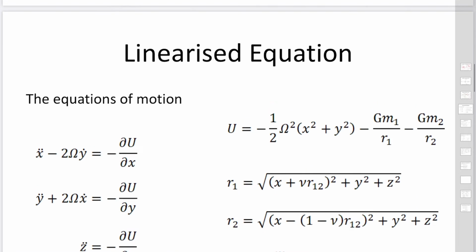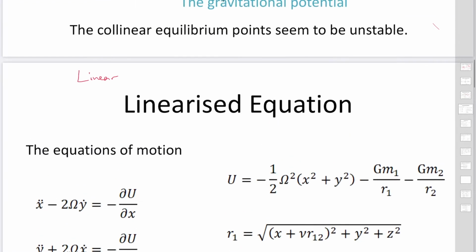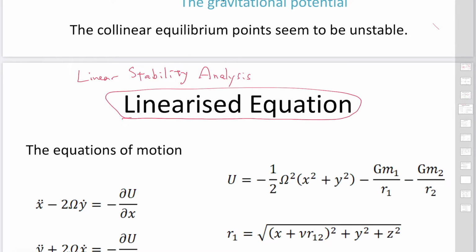Then to find out the stability of the equilibrium point, we usually use linear stability analysis. So we transform the equation into a linearized equation. This linear stability analysis is a very useful technique to examine the stability of an equilibrium point, because the nonlinear equation is quite difficult to solve.